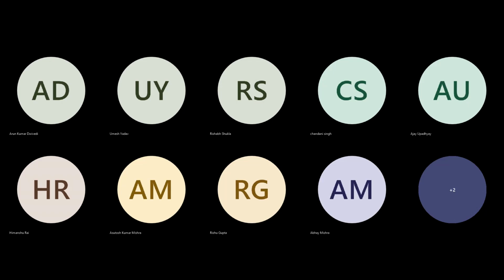This OSI model has 7 layers. Some people get confused whether it is 7 to 1 or 1 to 7. Both are correct, guys. Some people may already know what the OSI layers are.